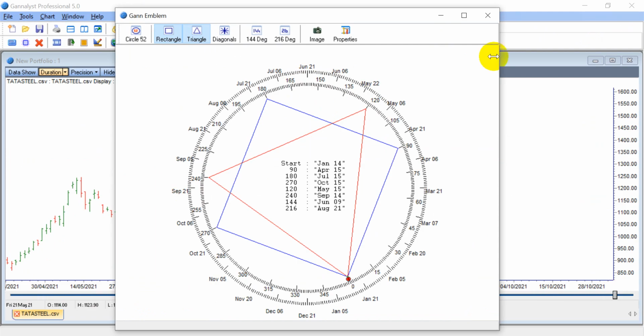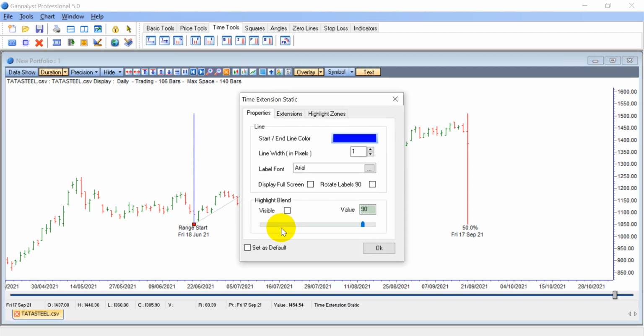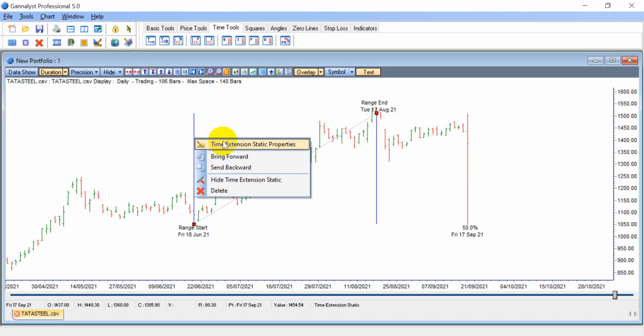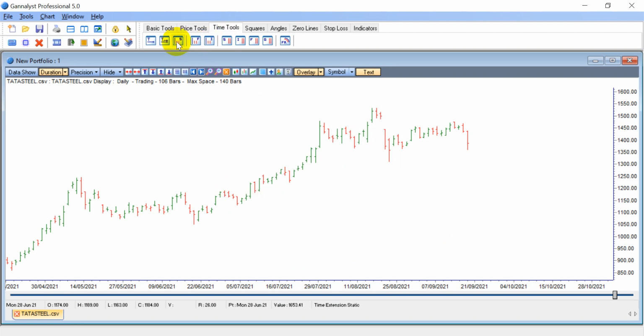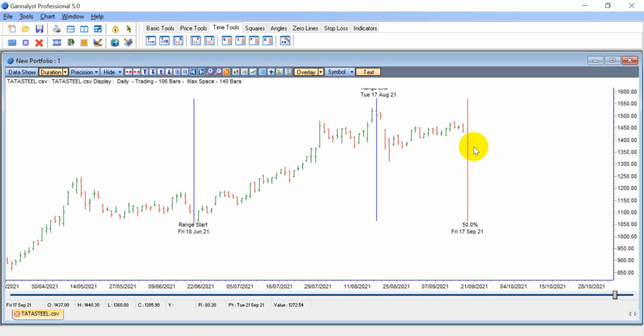The second way is, once you load the Tata Steel chart, you click on time tools and click on time extension static. You drag it from a top to a bottom, and you'll get a date of 17 February. 17 February was a Friday, and today is the 20th. Once the 17 September low was breached, we had a very deep decline in the market. So these are the two ways to find the time cycles.